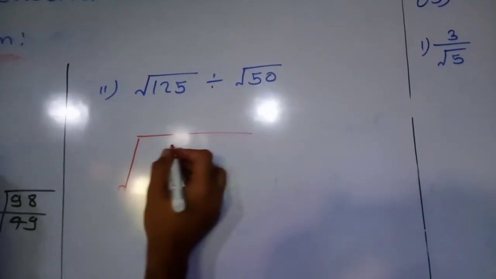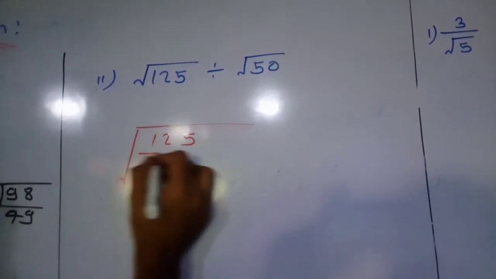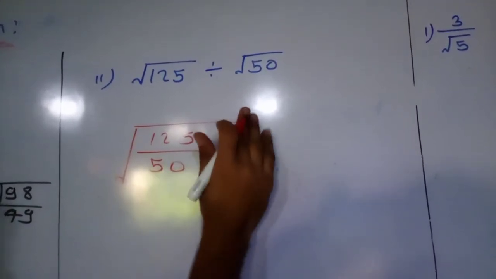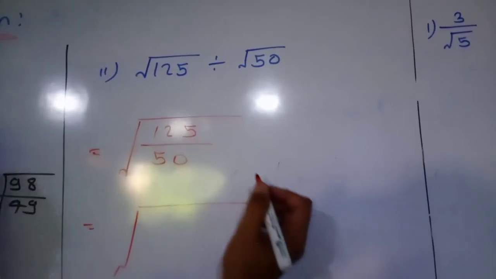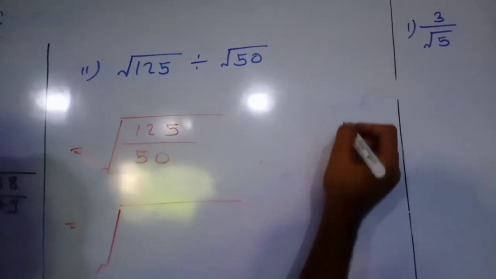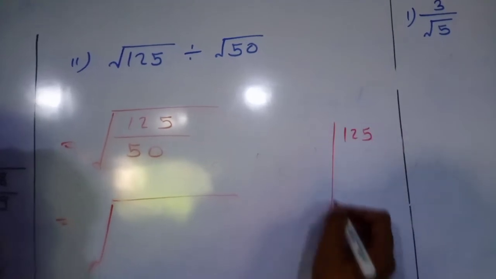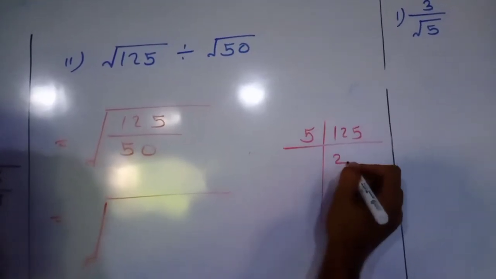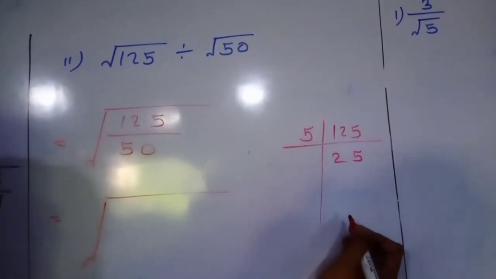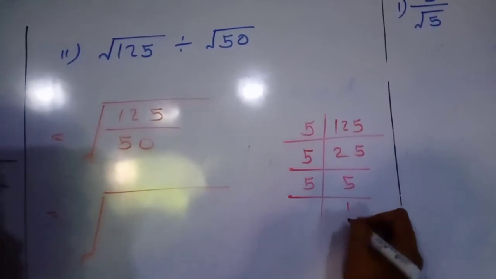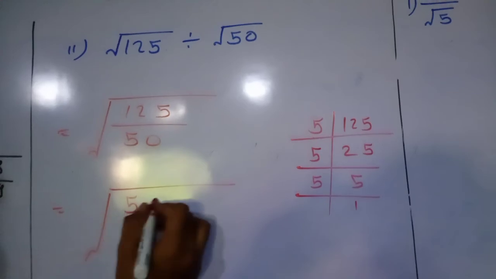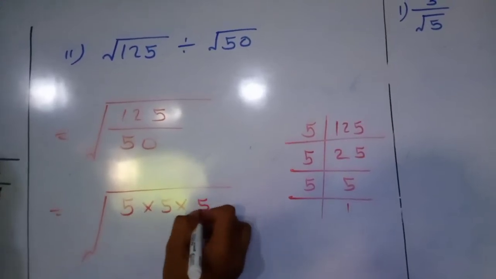Now the second one, these two surds have the same order. Take both in the same surd. Yes, this way. Now factorize this. 125. Do the factorization. 5 2s are 10, 5 5s are 25, 5 5s are 25, 5 1s are 5. So we can write 5 into 5 into 5.